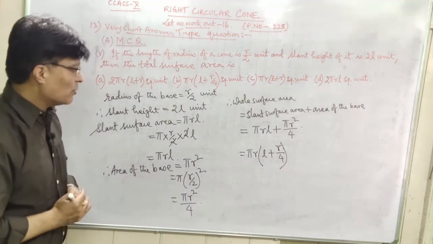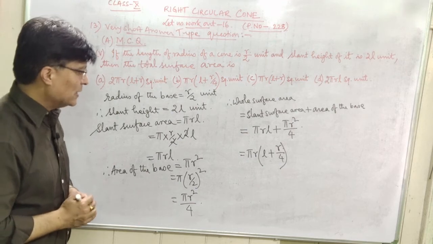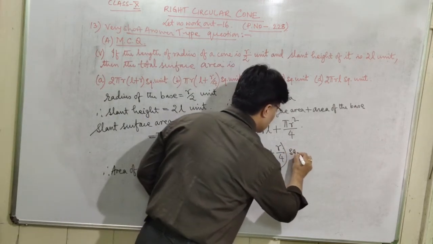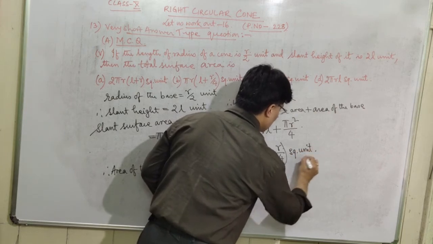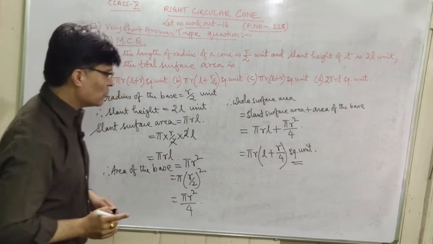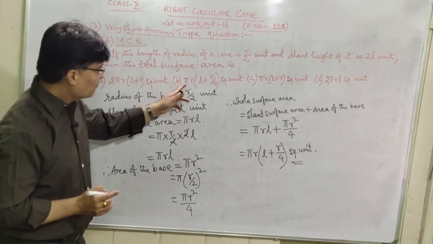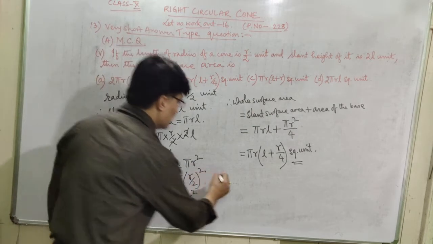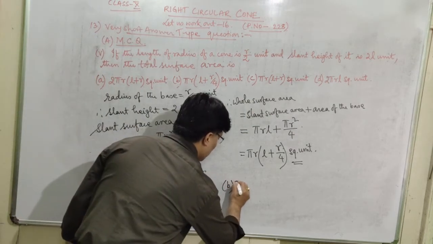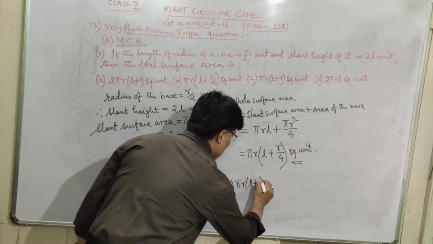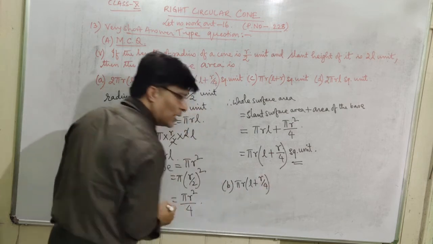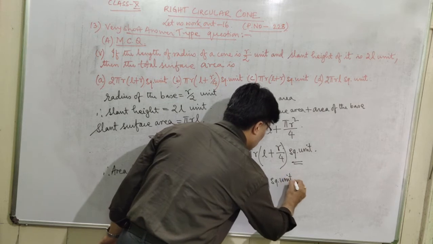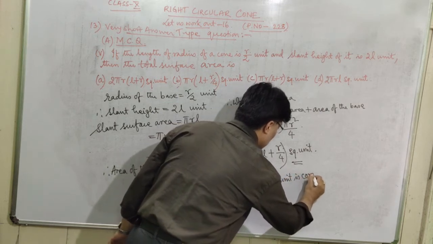So pi r is taken common. So within bracket L plus r by 4 square unit. This is square unit. Okay, so which is the correct option in this case? That is B. Pi r within bracket L plus r by 4 square unit is correct.